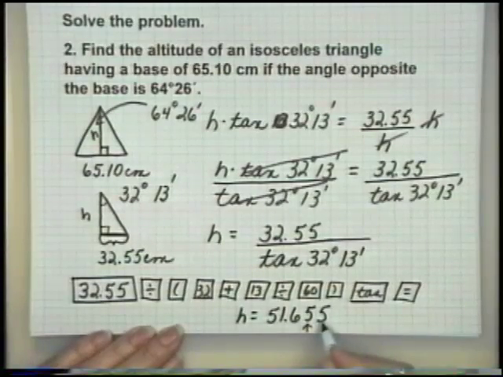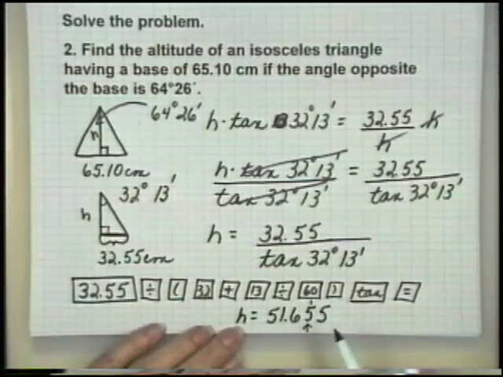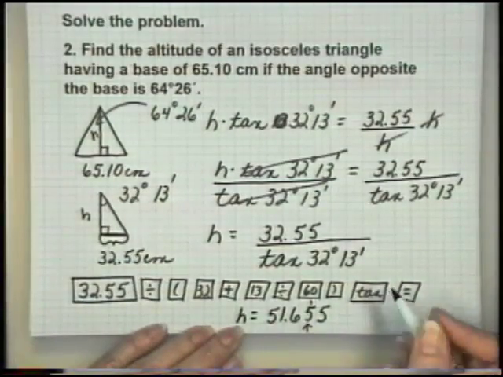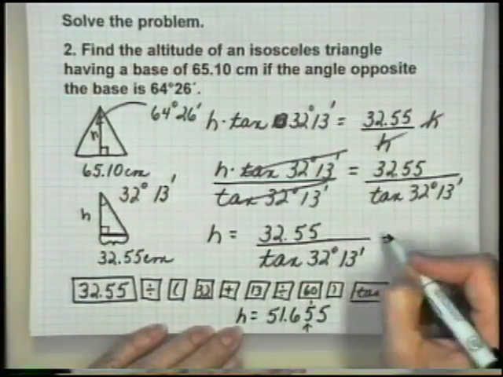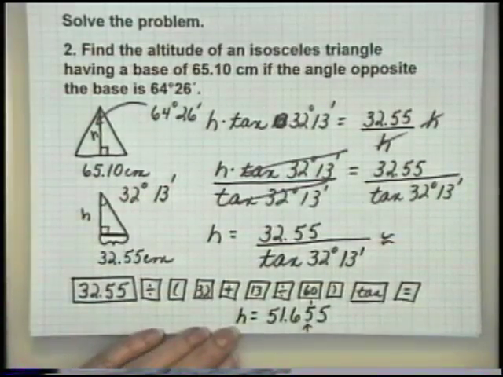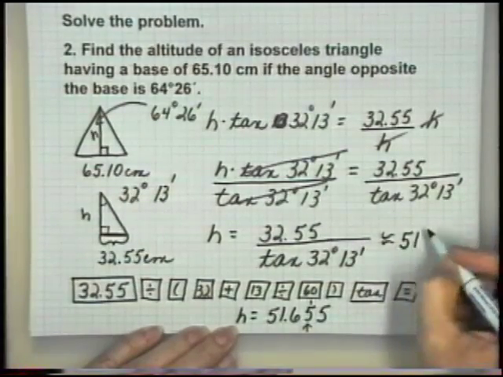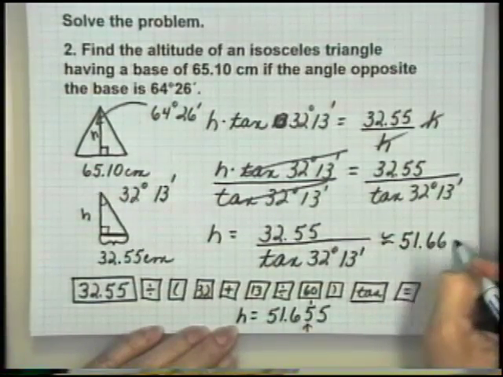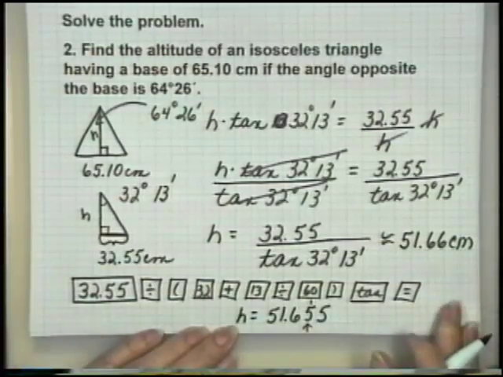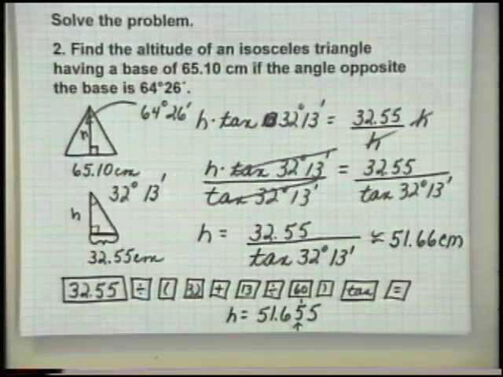Since there's a 5 in the thousandths place, I will add 1 to the hundredths place. So rounded for H, and I probably should put approximately, shouldn't I, which means that I have rounded. It would equal 51.66 centimeters. So that would be the height of that triangle.